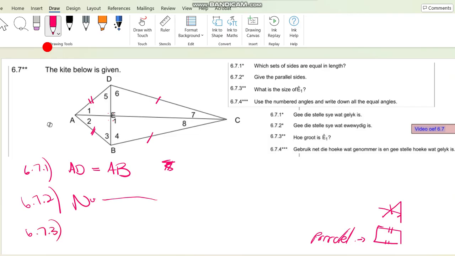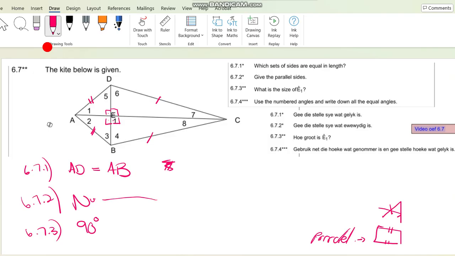What is the size of E1? That should be an easy one for you to remember because all of those intersections are 90 degrees, because the diagonal lines of a kite equal 90 degrees. The diagonal lines are perpendicular.